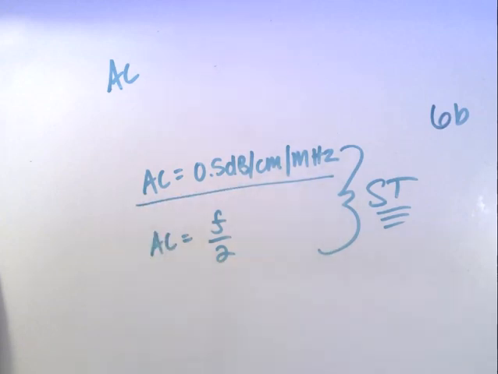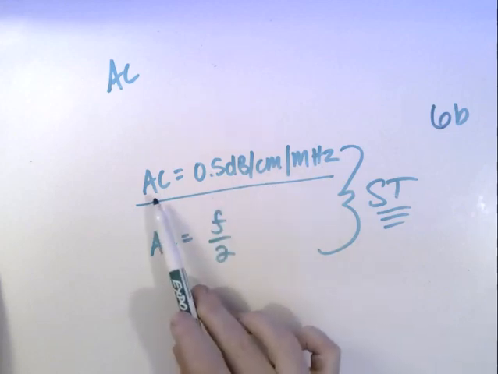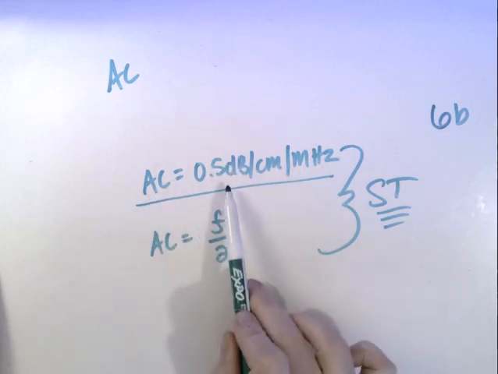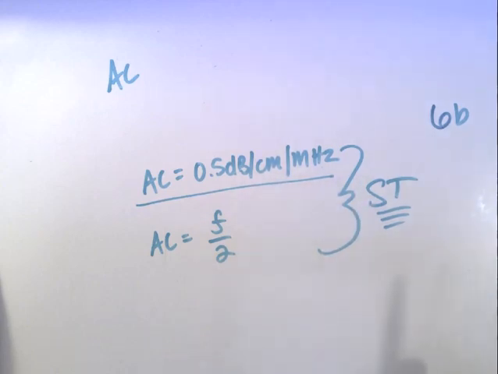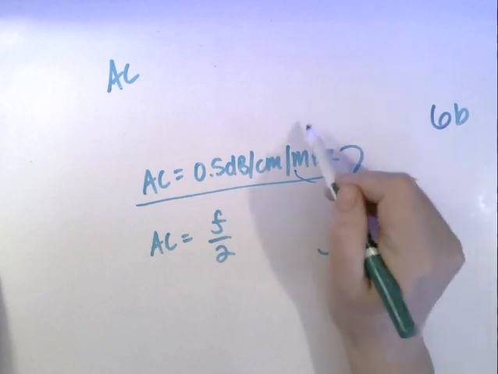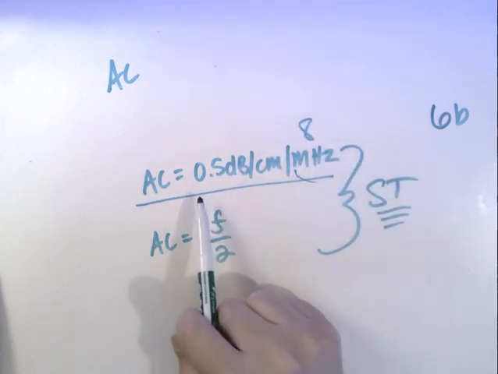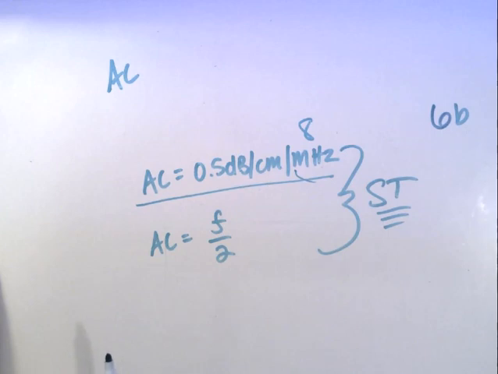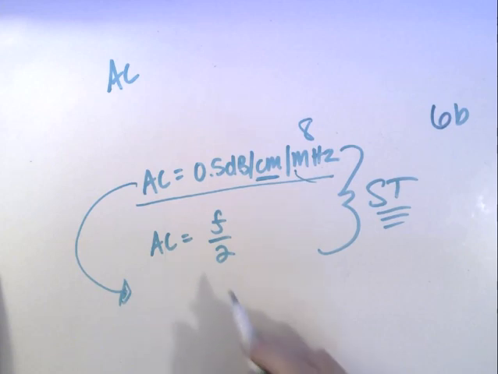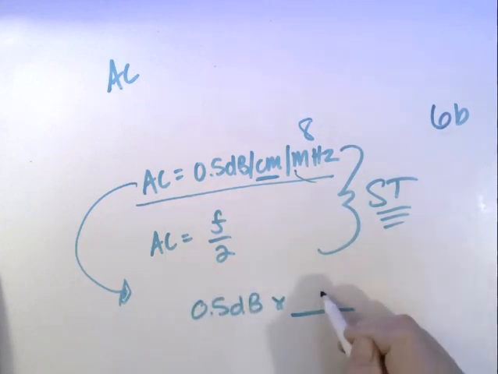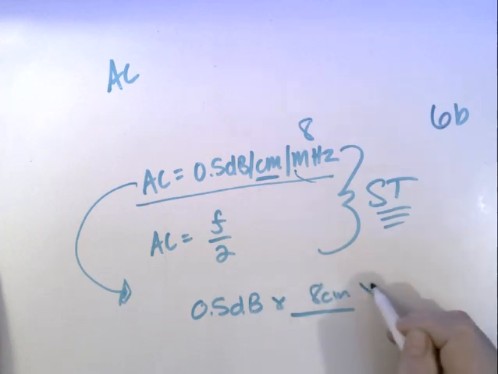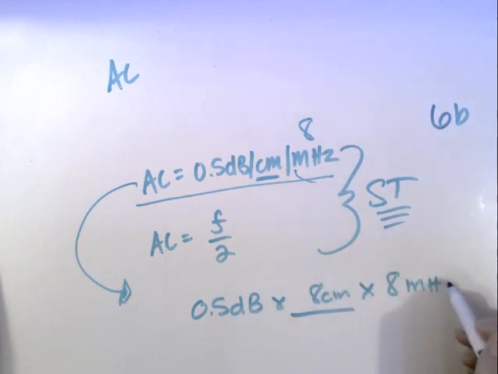The formula that you particularly asked about is basically saying that the attenuation coefficient will increase by 0.5 decibel per centimeter per megahertz that is being used. So yes, if we're going to use an 8 megahertz transducer, we will see 4 decibels of attenuation per centimeter. And then to figure out the total attenuation for this, we could just do 0.5 decibels multiplied by the distance, so we could say 8 centimeters again, multiplied by the megahertz that's being used.